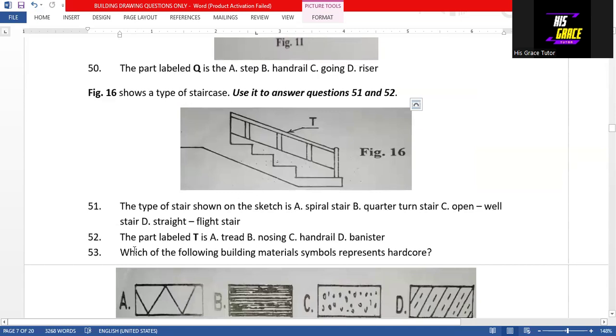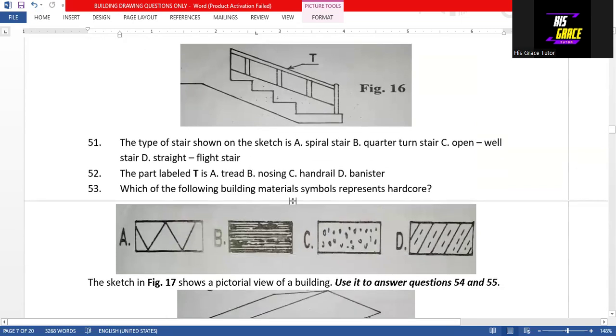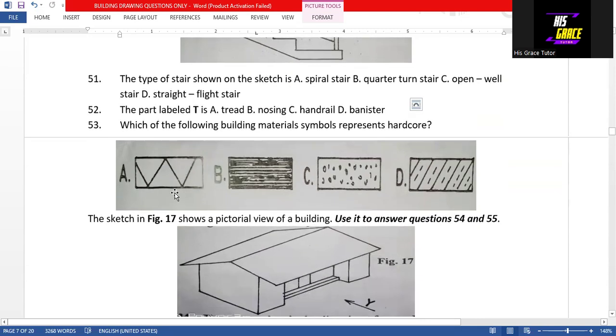Then questions 51 to 52. We have to make use of this diagram to answer questions 51 and 52. Question 51 says that the type of stair shown on the sketch is a straight flight stair. Option D is the answer to question 51. Question 52, the part labeled C is a handrail. That is option C, the answer to question 52. Then question 53 says, which of the following building material symbols represents hardcore? So the answer is option A. We have done something like this before.